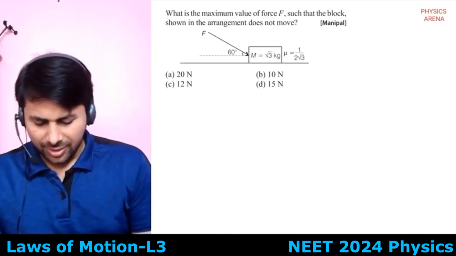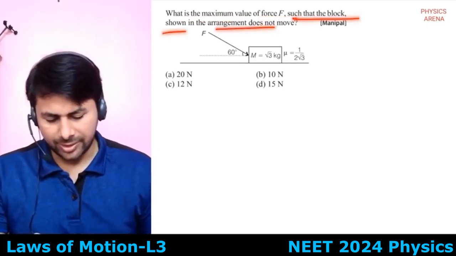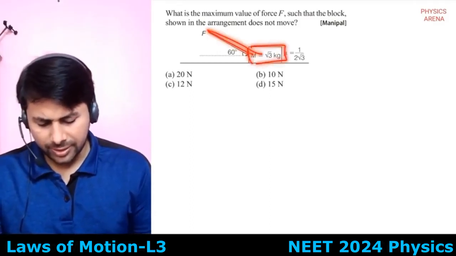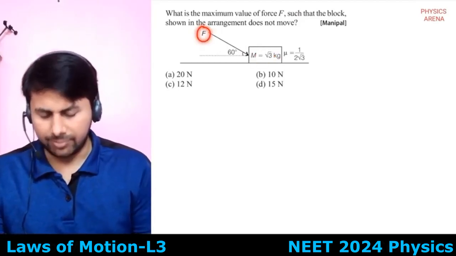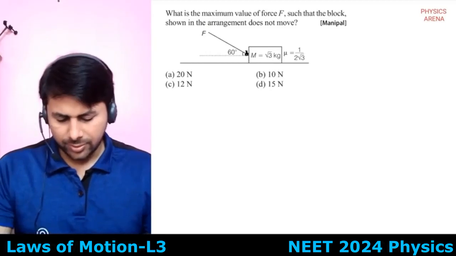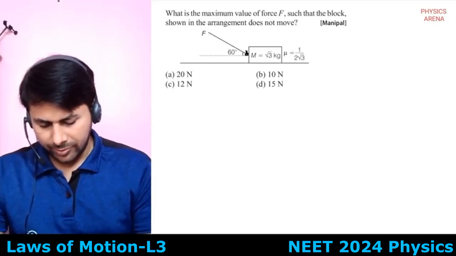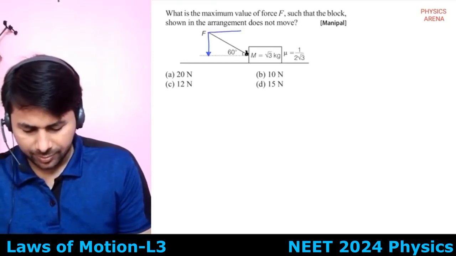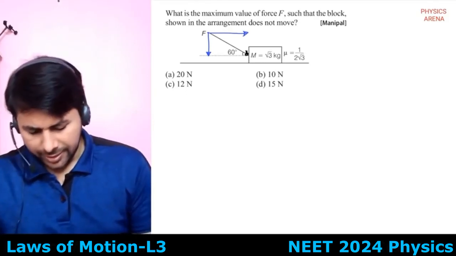Let's see the next question. What is the maximum value of force F such that the block shown in the arrangement does not move? So this is the force F acting on this block and it doesn't move. What should be the maximum value of this F? This is the question. Now we can resolve this F along two components, one vertical and one horizontal. This angle is 60.